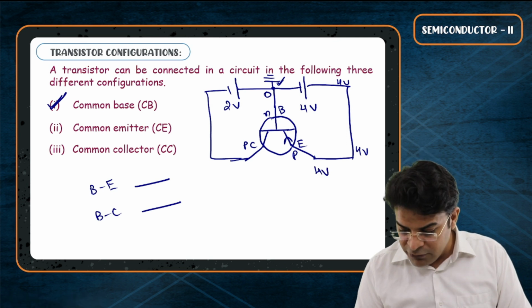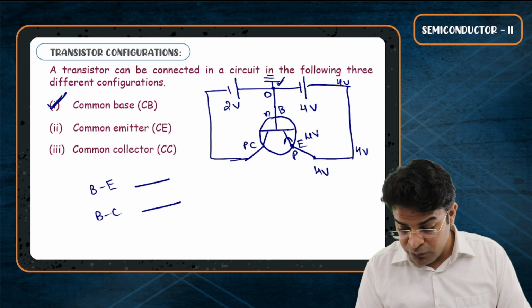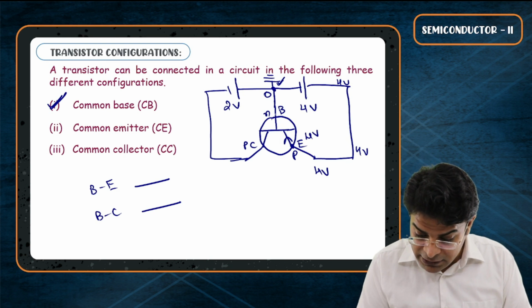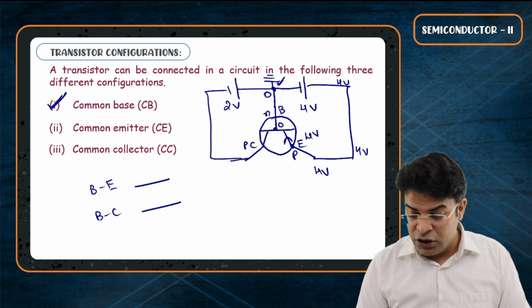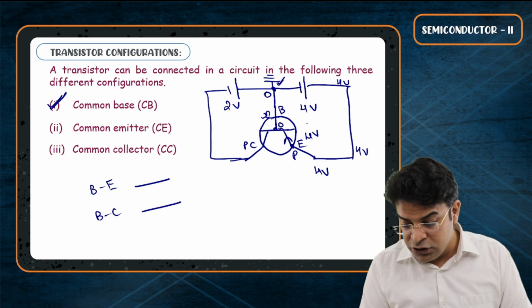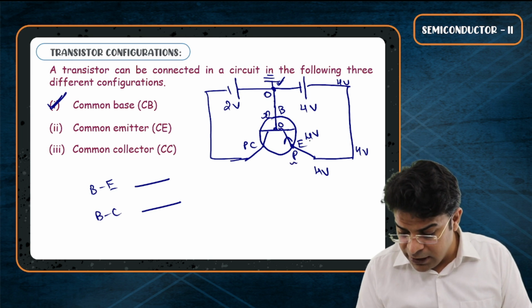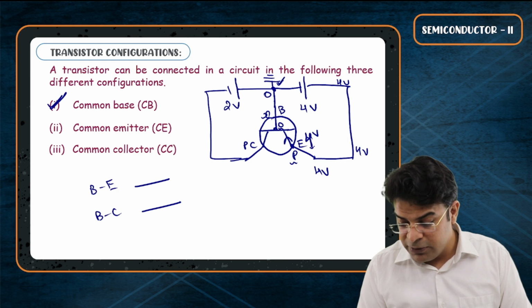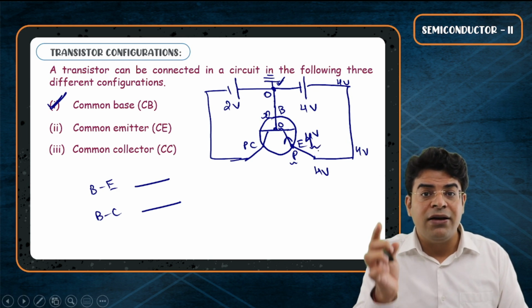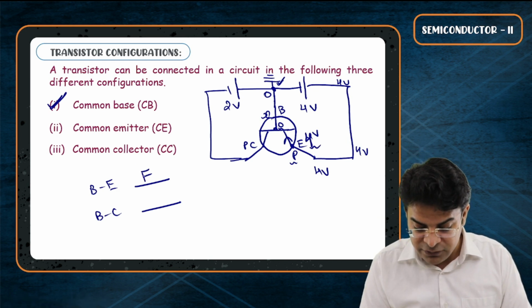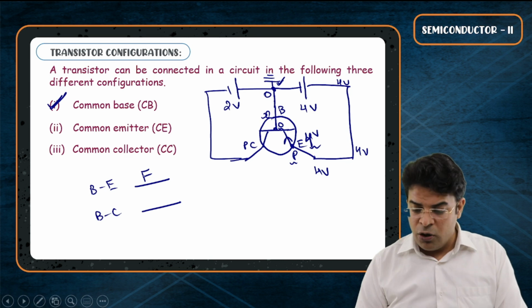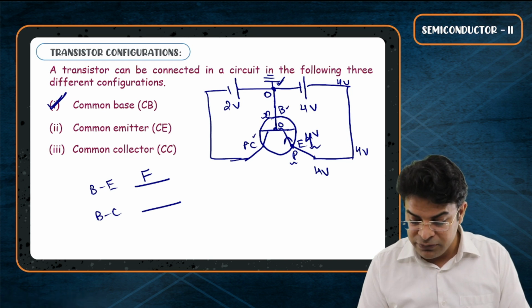So the emitter, which is P-type, is at 4 volt, while the base is connected to 0, so it is at 0 volt. So N is connected to 0, P is connected to 4 volt. It means that P is connected to higher, N is connected to lower. It is forward biased. Now let's talk about the base collector junction.